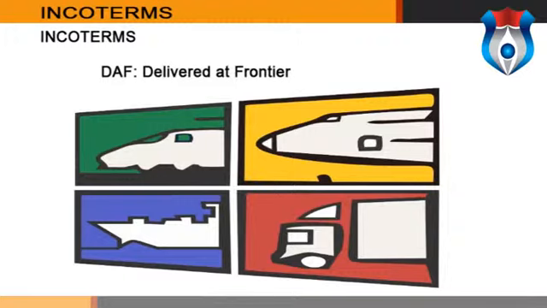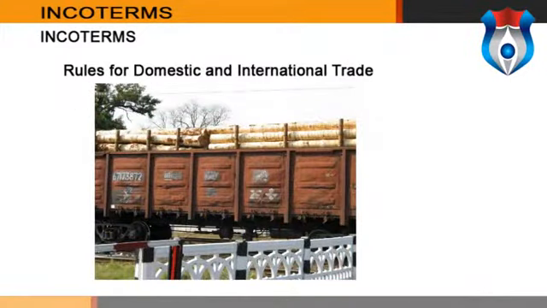Seller delivers when the goods are placed at the disposal of the buyer on the arriving means of transport, not unloaded, and cleared for export but not cleared for import at the named point and place at a land frontier. The seller bears all costs and risks up to this point but is not responsible for customs clearance, duty or taxes.